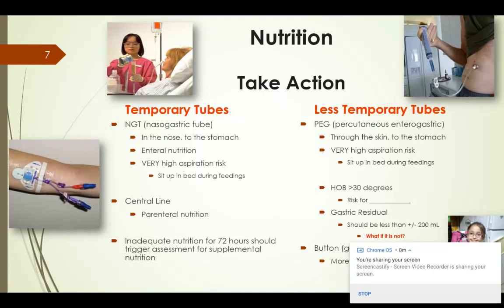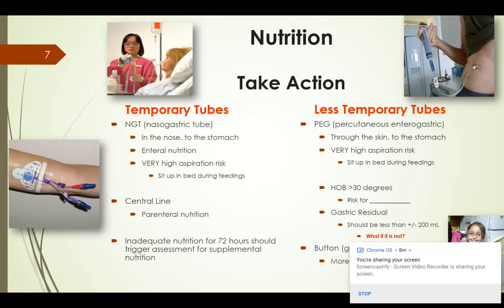We can also give central parenteral nutrition. That is always going to be through a central line. Central lines can be many different versions. It could be through a PICC, a Mediport, non-tunneled or tunneled. All of them are going to end at the vena cava. That's the distinguishing mark, is that everything ends at the vena cava and then gets delivered to the blood circulation.